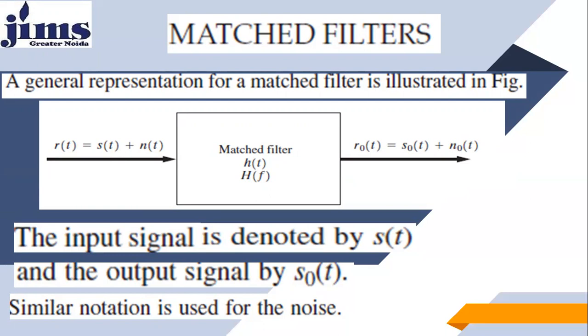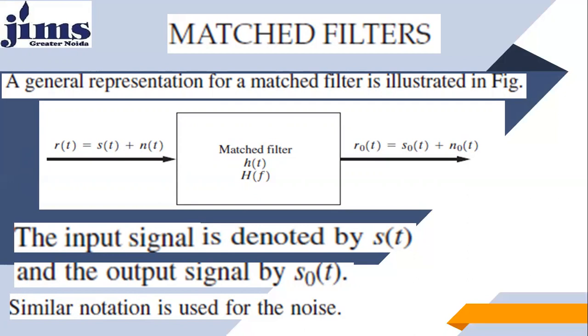A matched filter has a transfer function of H(f) in the frequency domain and h(t) in the time domain. And we are also familiar that when we send a signal in digital communication, actually we send a pulse. These pulses have certain voltage levels, and these voltage levels represent 1 or 0.